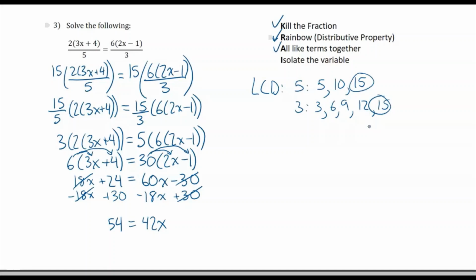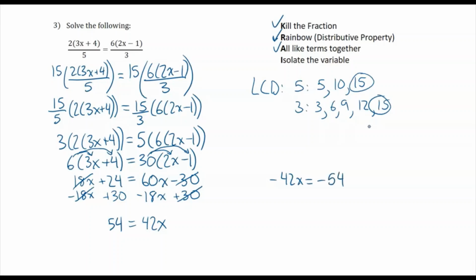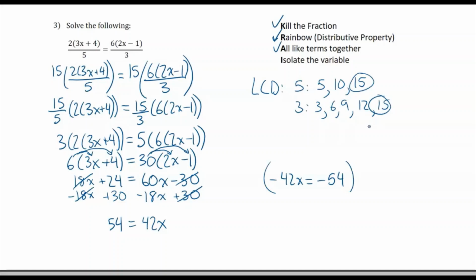Awesome. The last step now is isolating the variable. And here, everything's positive, so it works out really nicely. By the way, if you had brought the x's to the left, you would have gotten negative 42x is negative 54. And hopefully you can see that ends up being the same thing, because when we divide it out, we get rid of the negatives. Negative divided by negative makes it positive. So if you'd done that, you would have gotten that.